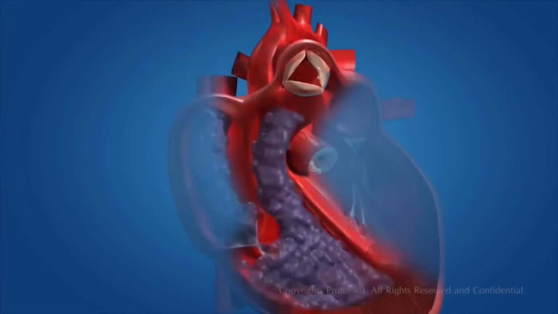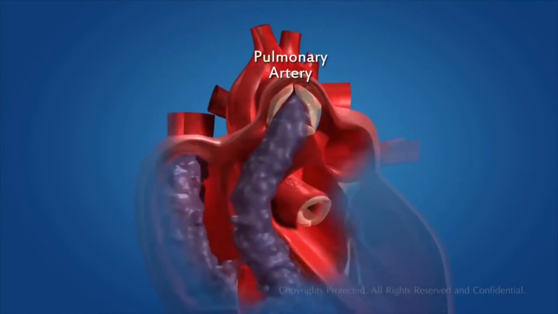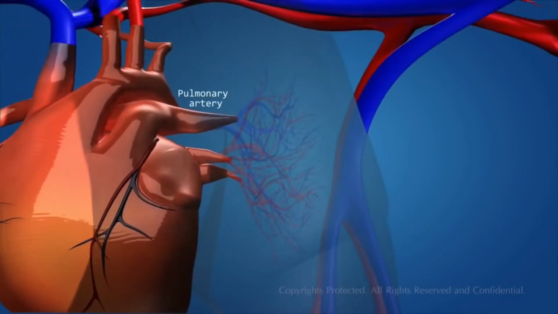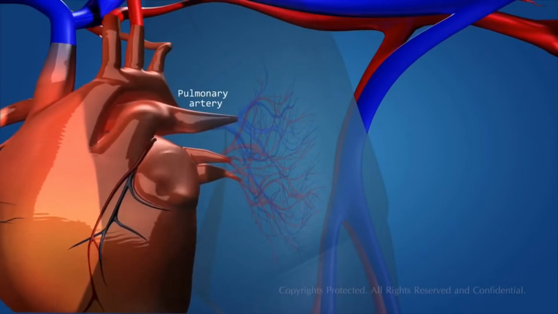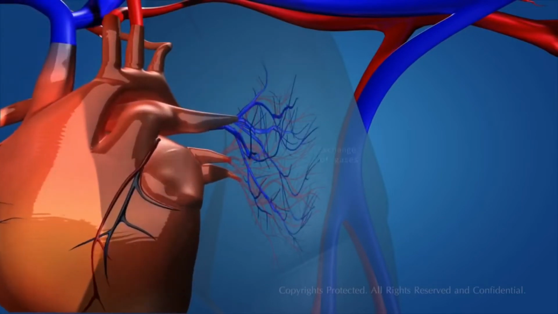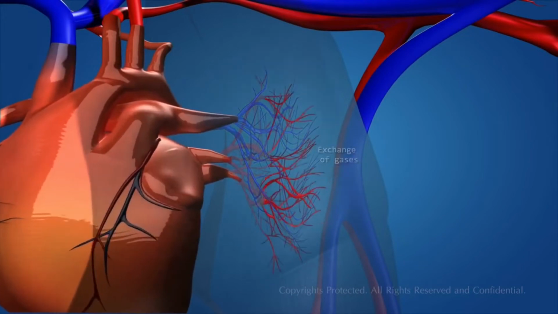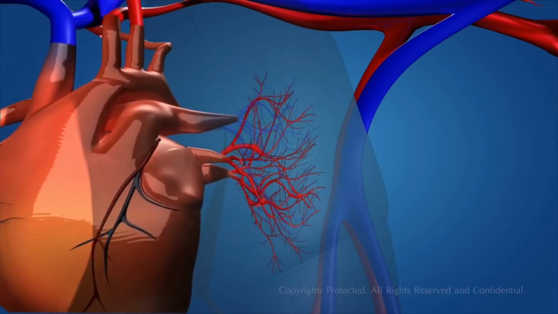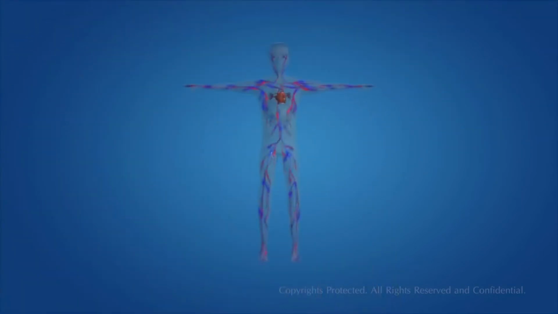Through the pulmonary artery, the deoxygenated blood is taken to the lungs for oxygenation. In the lungs, exchange of gases takes place and the blood gets oxygenated and pumped again into the heart through the pulmonary veins. In this way, the cycle continues and the circulation process also continues.